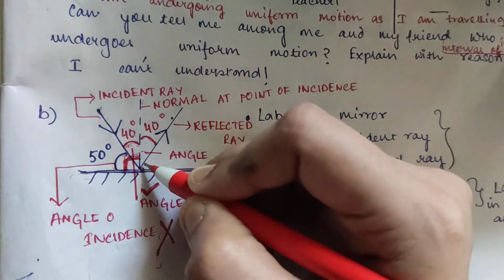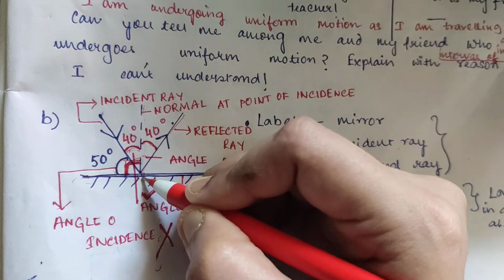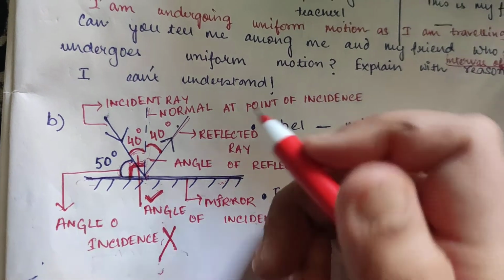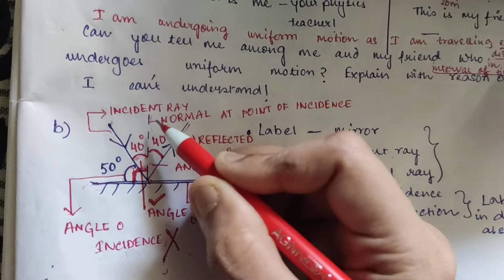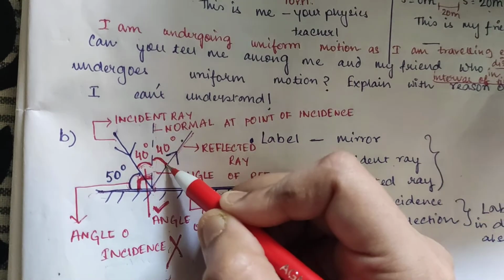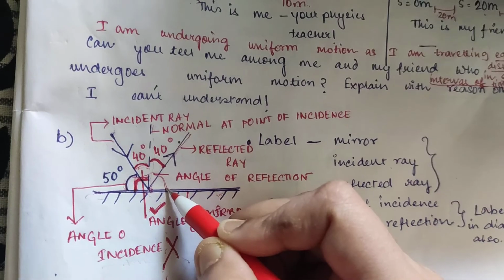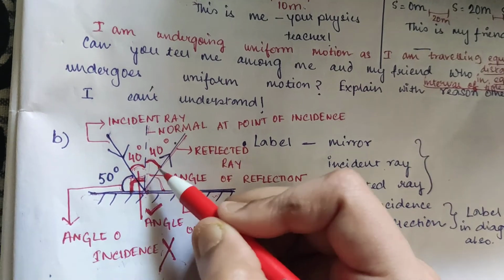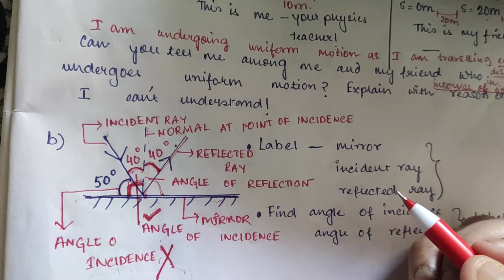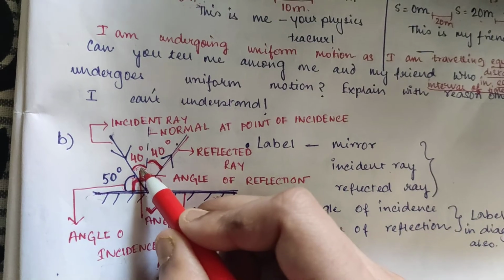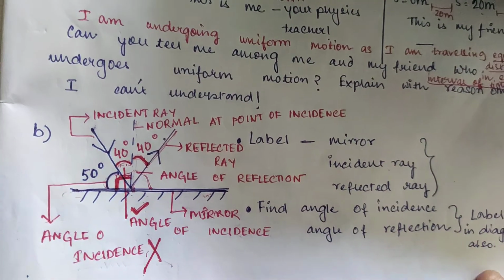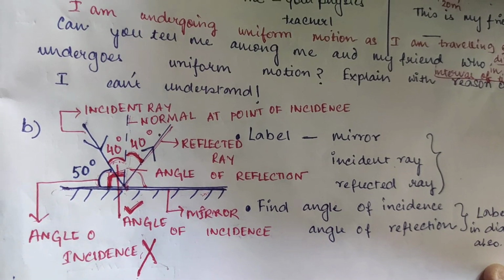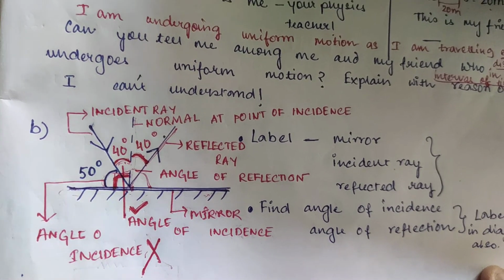What is this angle? Reflected ray and the normal. The angle between the reflected ray and the normal is the angle of reflection, isn't it? This is not the angle of reflection. This is the angle of reflection: reflected ray, normal, angle between them, angle of reflection. How much will it be? If the angle of incidence is 40 degree, the angle of reflection is also 40 degree. How do we know that? From the law of reflection, which states that the angle of incidence is always equal to the angle of reflection. Okay.